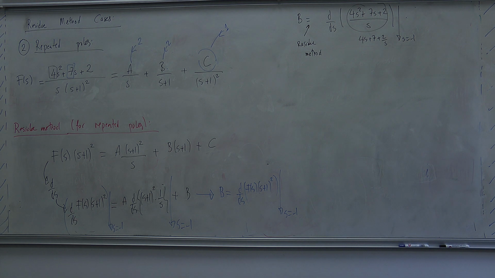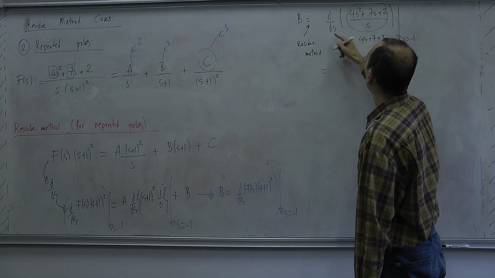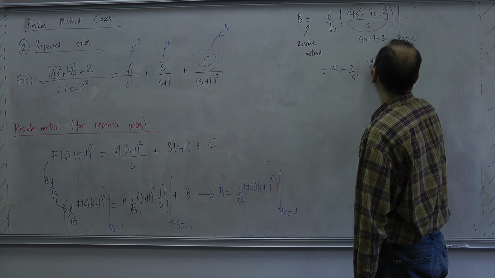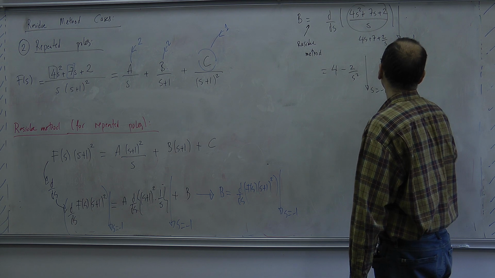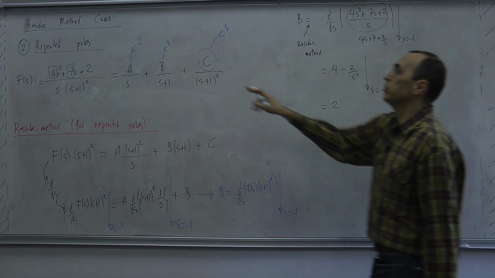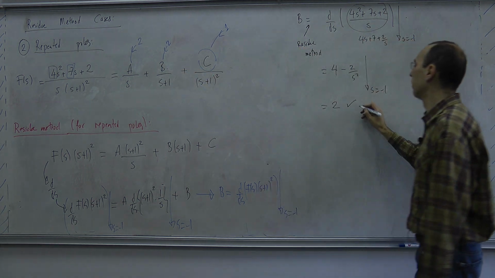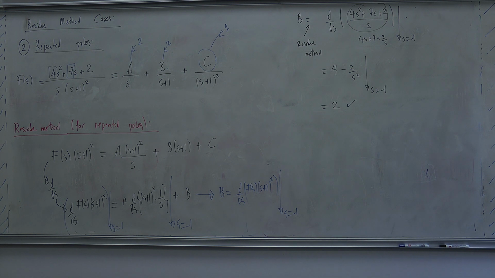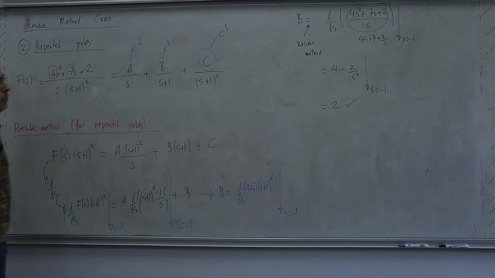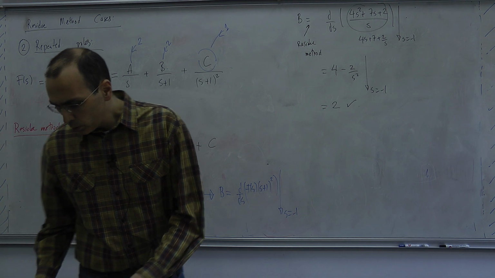Okay. Now its derivative with respect to s is 4 plus 0 minus 2 over s squared, and then substitute s equal to -1, so I get 2. b was 2, so we get the same result. Okay. So the residue method, as you see when applied, it works. Again, if you have many terms, then you can single out this term with the application of this residue method for the repeated poles. So what else?